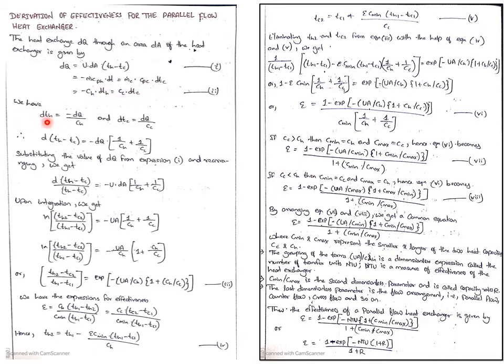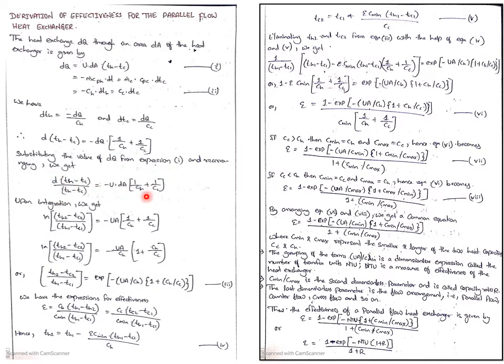So we can write dTh as minus dQ by Ch, and dTc as dQ by Cc. Now you take the difference of these two. Okay, what happens, so this is the formation it will be. Now what is the value of dQ? You can just substitute the value from here in this equation. Okay, so this is the format which we will be getting.